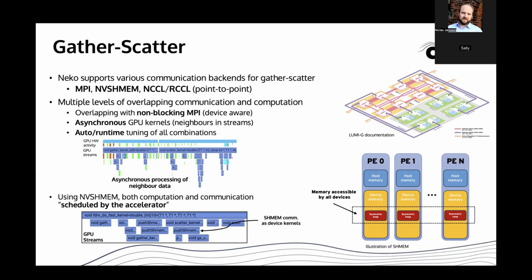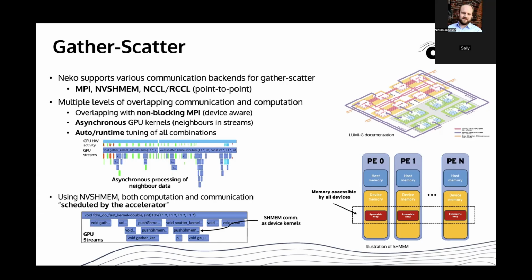The last two here, NCCL and RCCL, are typically the collective communication libraries. So most people are using them for doing reductions, for example. And Neko can be configured to use them for reductions. But the gather-scatter also uses the new point-to-point interfaces that are in the NCCL and RCCL libraries as well. And that's part of the release that is soon to be out.